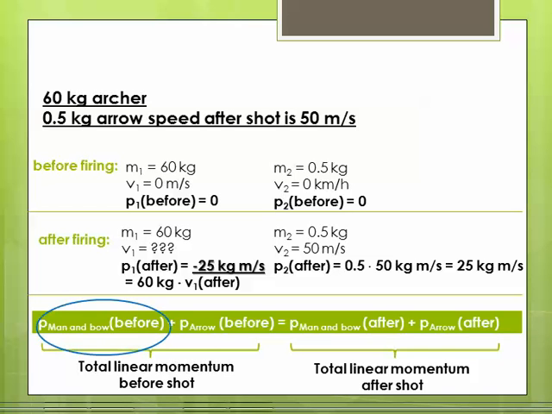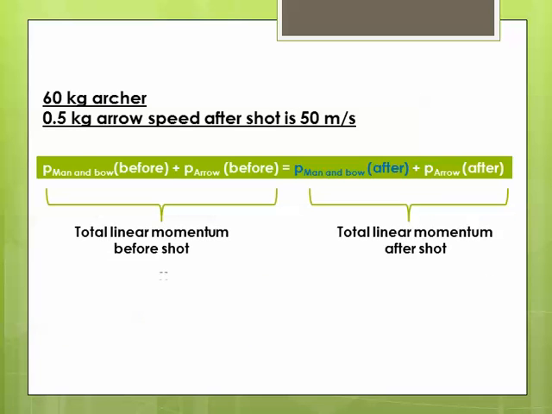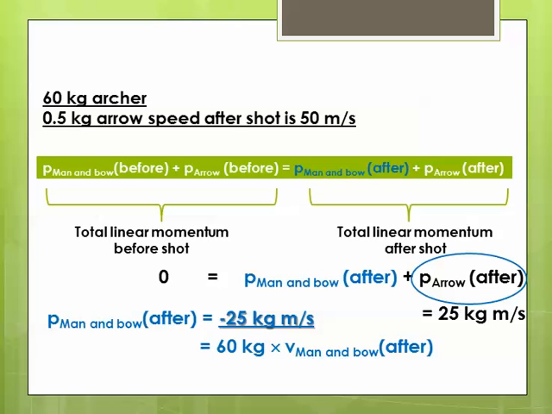So we know the linear momentum of the man and the bow, and we know the linear momentum of the arrow, both before shooting is 0. We also know the linear momentum of the arrow after shooting, 25 kilograms times meter per second. So we know the linear momentum of the man and the bow after shooting, which is minus 25 kilograms times meter per second. The velocity we find now. So the velocity is given by minus 25 kilograms times meter per second equals 60 kilograms times the velocity.